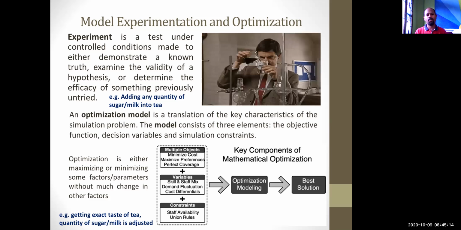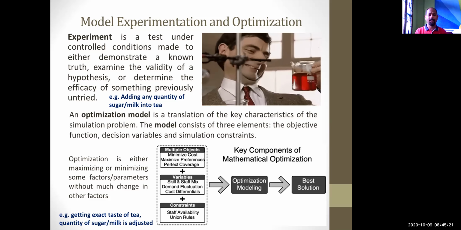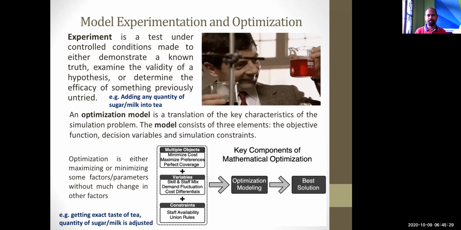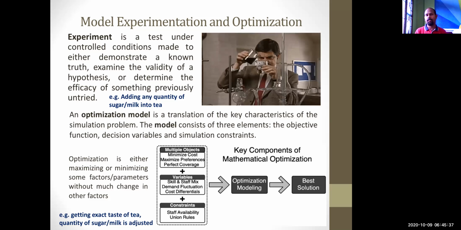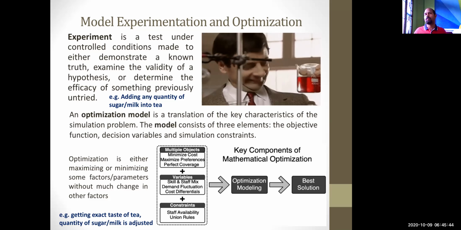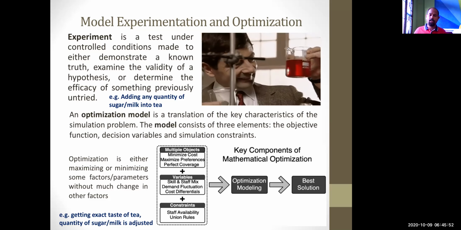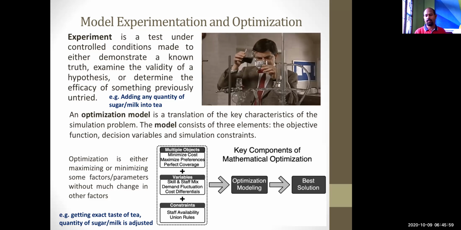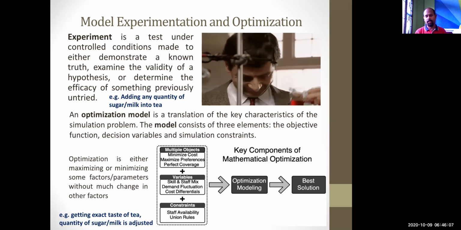An example of optimization, if we consider the same problem, is getting the exact taste of tea: the quantity of sugar and the quantity of milk are adjusted. Otherwise, the taste will not be there. So model experimentation is a huge part of simulation, because in experimentation many things are tested to check the system before launching it. And optimization means that before launching the model, inputs and outputs, everything will be optimized so that it will be launched and well accepted by the general public.